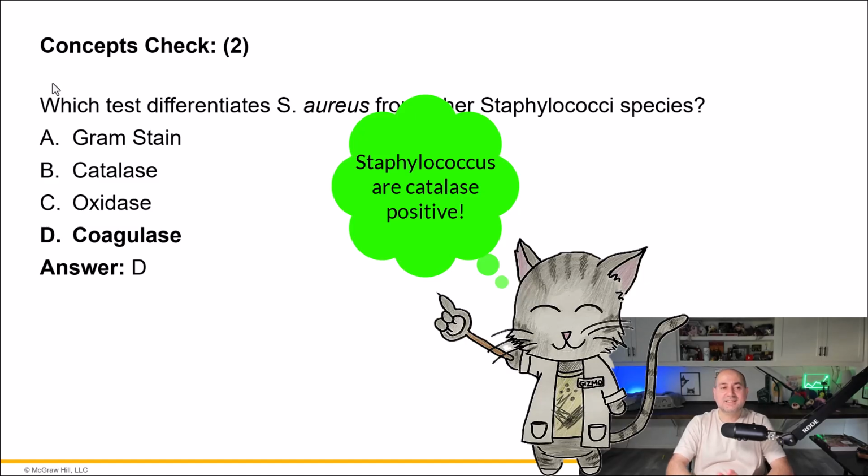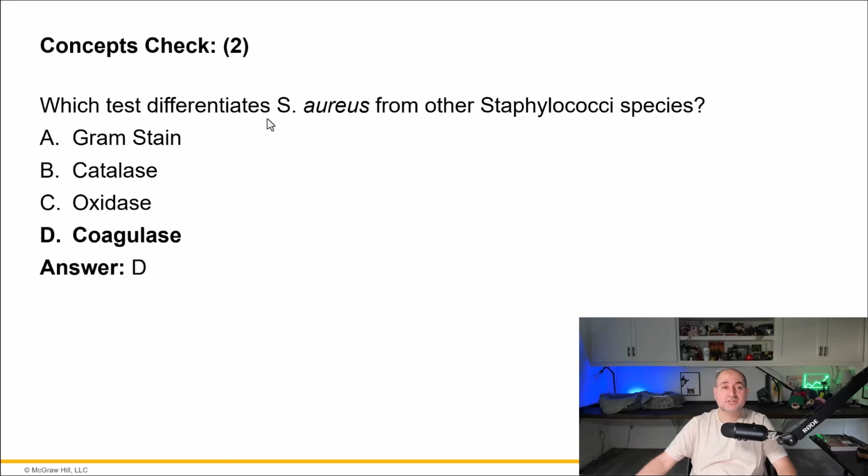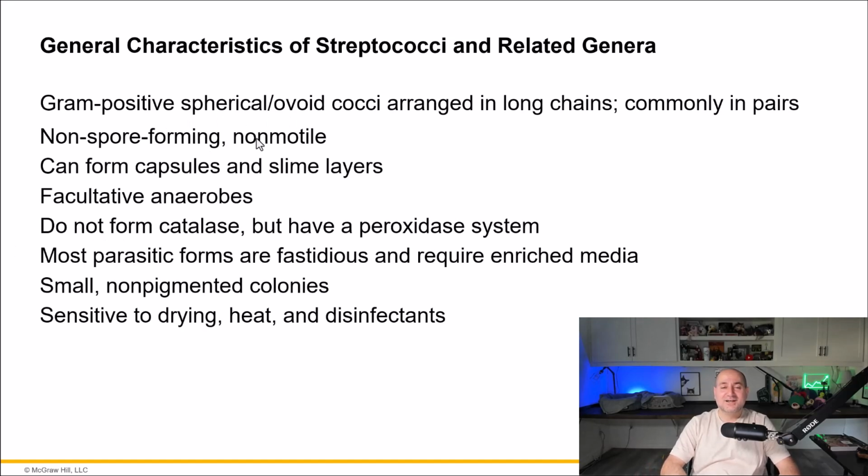Staphylococcus is known for being catalase positive, while our next character, the genus Streptococcus, is catalase negative. You should write down these are catalase negative. Staphylococcus are catalase positive, Streptococcus catalase negative. So these Streptococci are gram-positive spherical to ovoid cocci arranged in long chains. That's what strepto means. Strepto means chains, and cocci means spherical to ovoid cell shape. They can commonly appear in pairs, but also long chains.